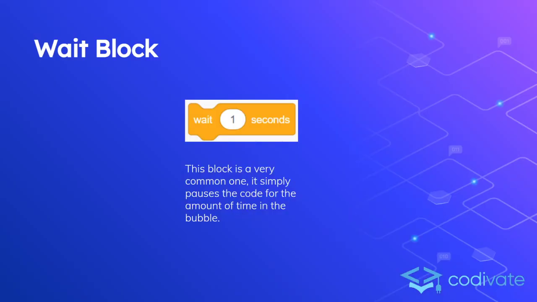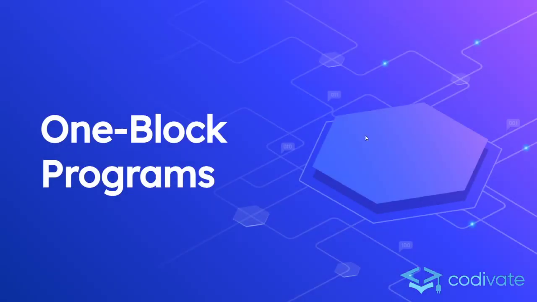The next block, and the most common and most simple block, is the wait block. It just pauses the code for however long you want. The reason you would use this is to just watch your code run, because if you don't have these, the code's going to run way too fast for you to watch. That's really the only reason you have it here.